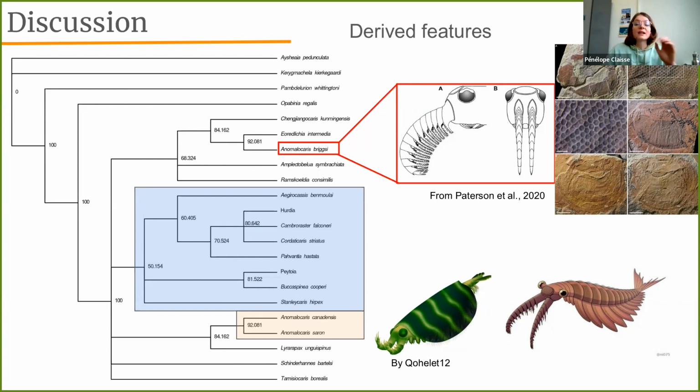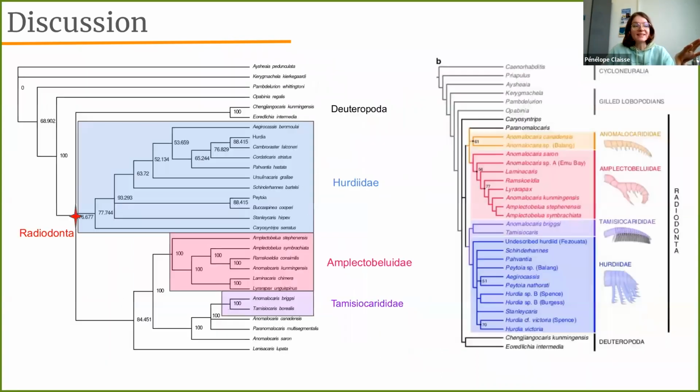Okay, so now if we come back to the main analysis and compare it with the previous results. On the left, this is my tree. On the right, it's the one I introduced to you. You can see that there are some differences. First, in my analysis, I don't find a monophyletic Anomalocarididae anymore. And the relationships between the taxa change. In the previously published matrix, Tamisocarididae appear as sister taxa to Herdidae, but that's not the case in my analysis. I found them much closer to Amplectobellidae than Herdidae.